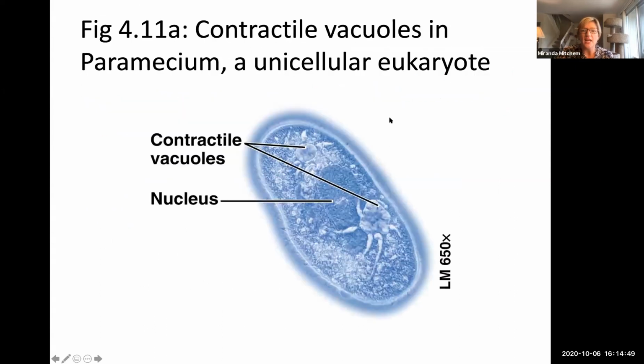So we're looking at a protist here. This is called Paramecium, and we've got two examples of contractile vacuoles that are present. And again, these work by helping to eliminate water, which propels this organism. It actually helps it with its movement.